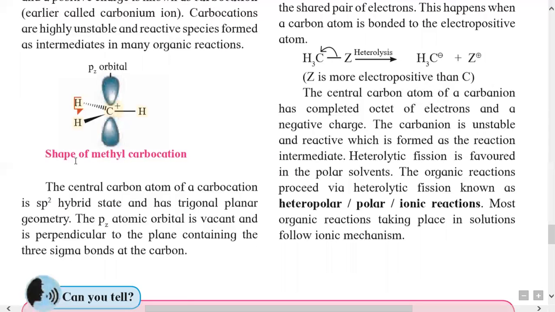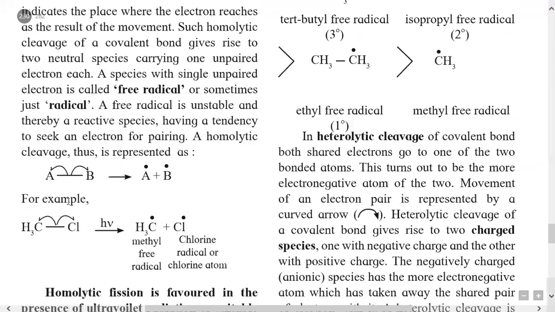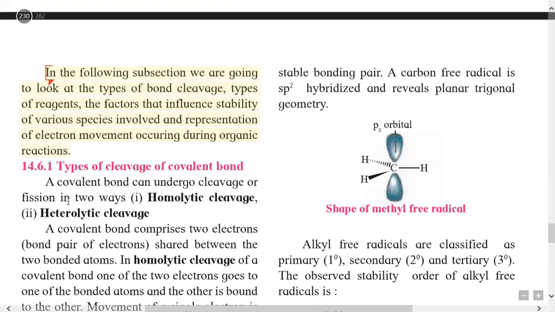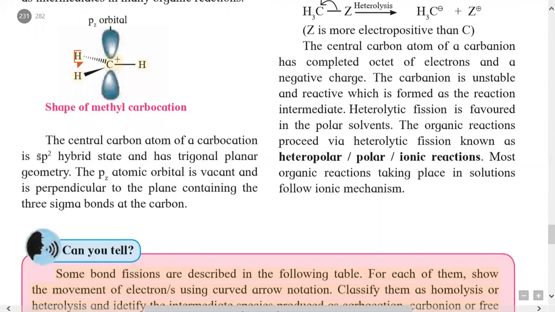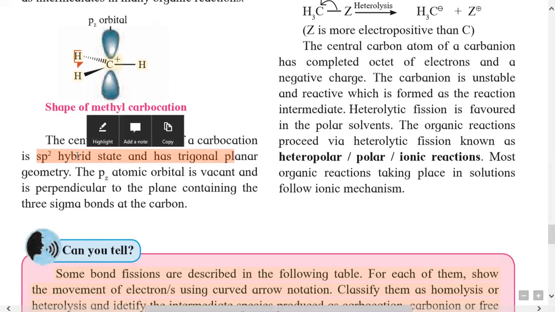The geometry or the shape of this carbocation is again trigonal planar geometry. The type of hybridization is sp2 hybridization. In methyl free radical we had studied there, the type of hybridization is again sp2 hybridization, and the geometry is also trigonal planar. Here again the same thing: sp2 hybridization, and trigonal planar geometry.